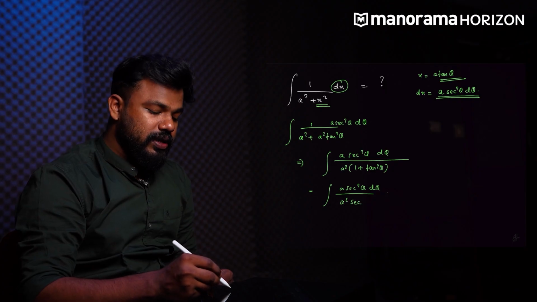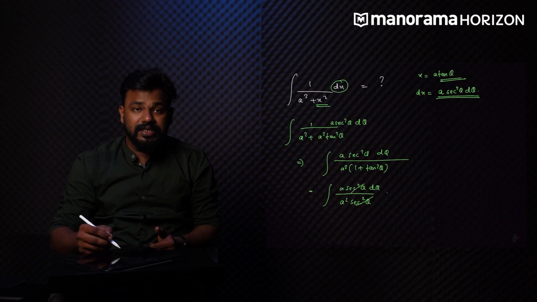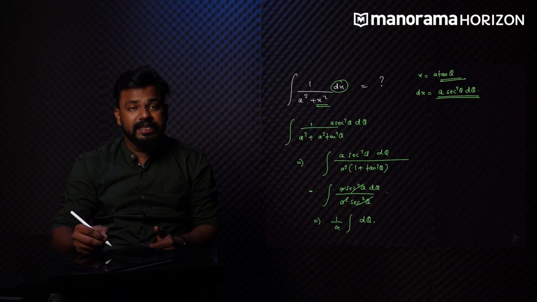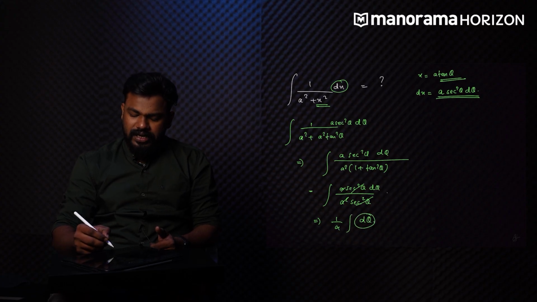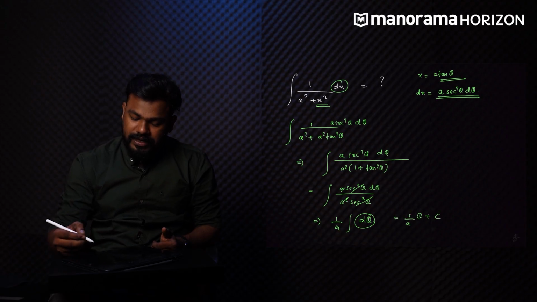What is 1 plus tan square theta using the trigonometric identities? It is sec square theta. So these two get cancelled and you have a by a square, that is 1 by a. So that 1 by a comes outside and you have only d theta left. What is the integral of d theta? It is theta. So 1 by a theta plus c.